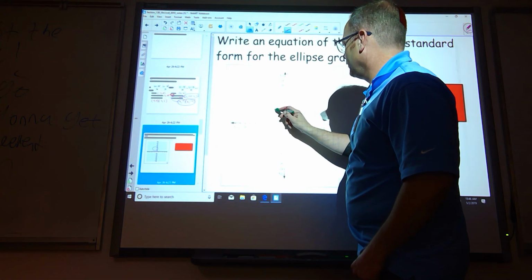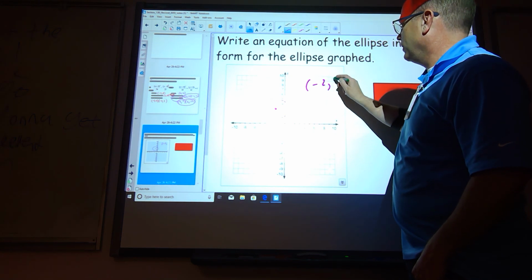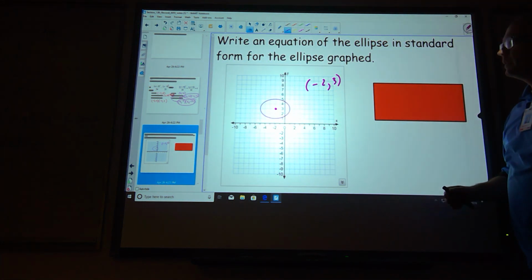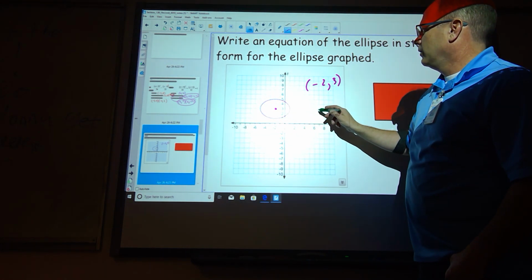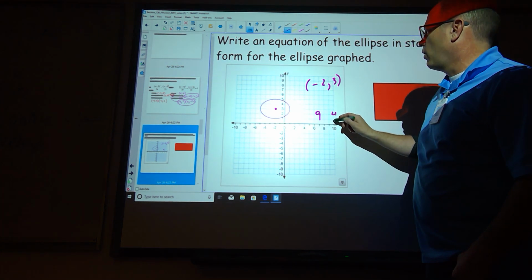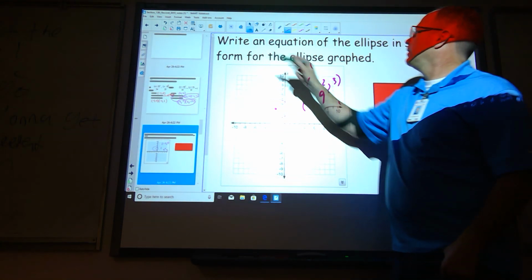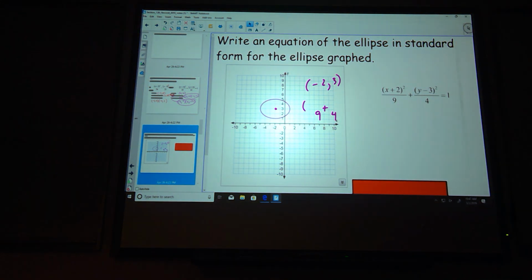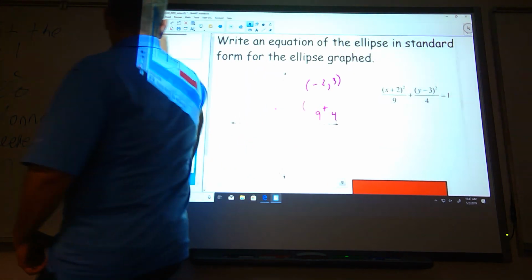All right. That's my center. My center looks like it's 2, negative 2, 3. It looks like I go 1, 2, 3 that way. So it's going to be over 9. It's going to go 1, 2. So it's going to be over 4. The equation's already on the paper. You already have it? Yeah. You moved it? Yeah. Cool. I was on the right task. Cool. Love it. I didn't know if your box was out of the way or not.